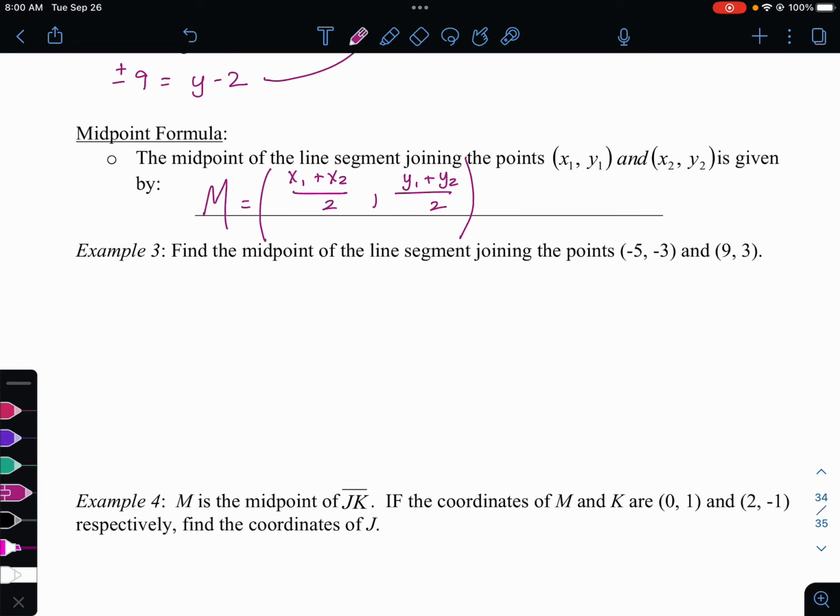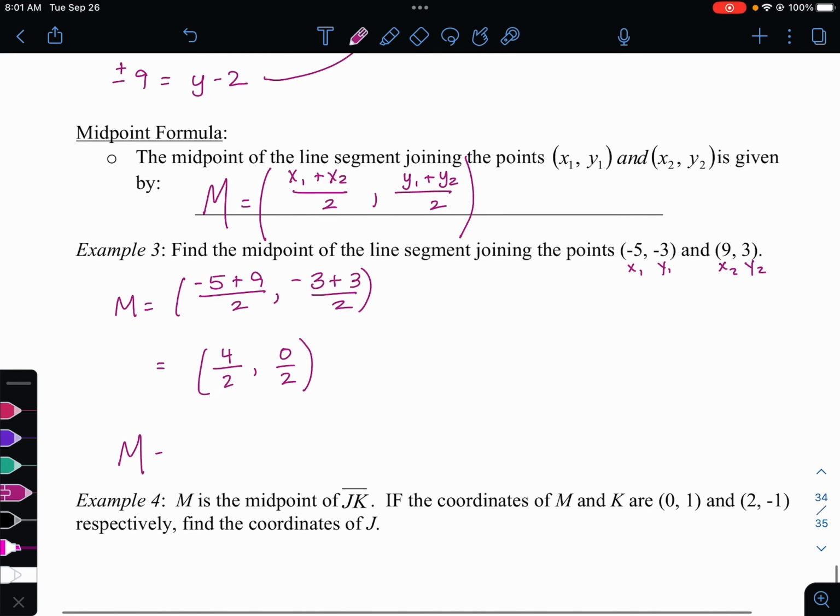All right, so again, example 3 is the most basic example where we're just substituting values in. So make sure you label your ordered pairs, and then all you have to do is substitute them in. So we're going to get (negative 5 plus 9) divided by 2, comma (negative 3 plus 3) divided by 2. So negative 5 plus 9 is 4 divided by 2, over 0 divided by 2. And then we always reduce our fractions, so my midpoint turns out to be (2, 0).